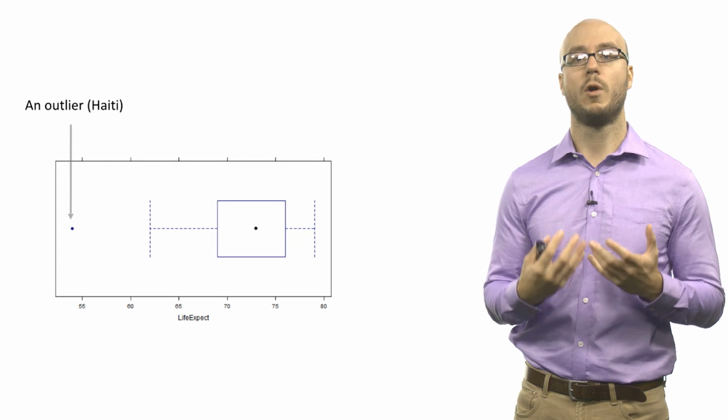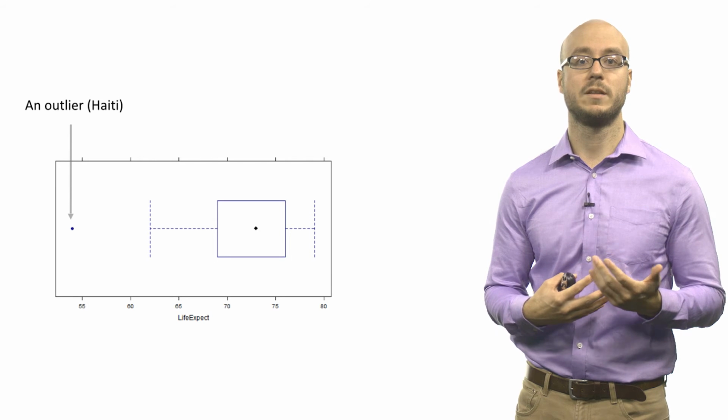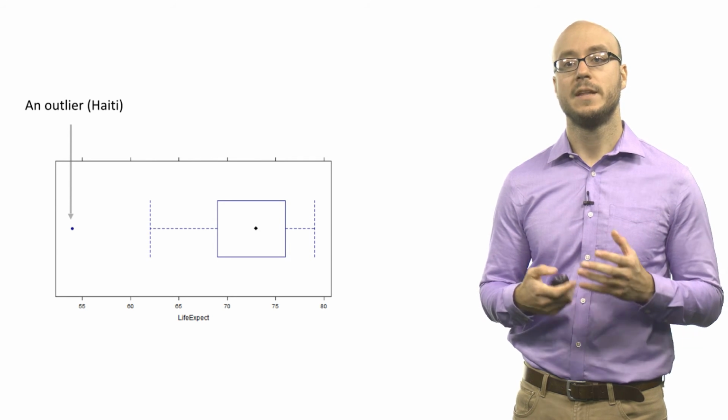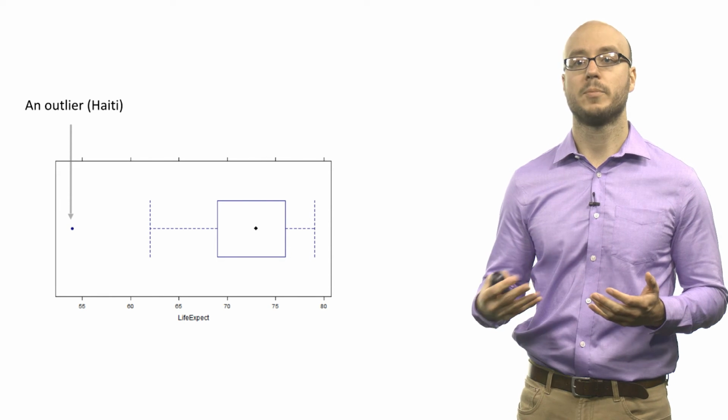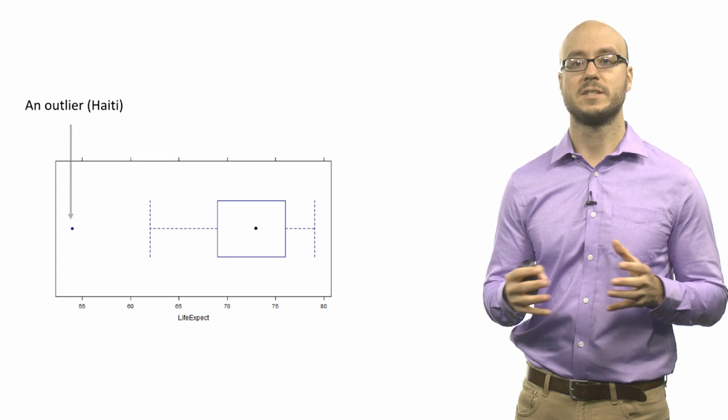So in this case, we have one outlier on the lower end, and that's Haiti. As we also noticed when we looked at histograms and density plots, Haiti was an outlier. In this data set, we don't have any outliers on the upper end. So the only outlier we have in comparison to the rest of the data is on the lower end.